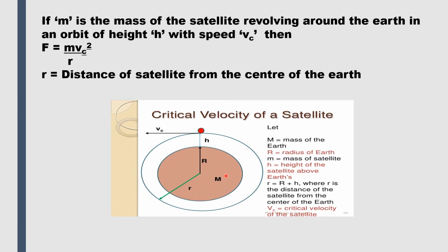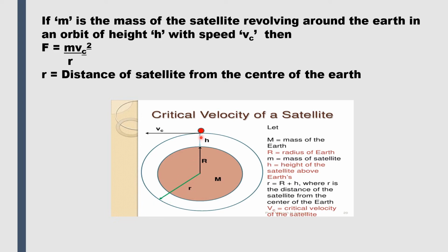In this image, you can see a satellite which is moving around the earth. The mass of the earth is denoted by capital M. The radius of the earth is denoted by capital R. The mass of the satellite is small m. The satellite is at a height h above the earth's surface. So the total distance of the satellite from the center of the earth will be small r. What will small r be equal to? R plus h, because this distance is capital R and this distance is small h. So small r is equal to capital R plus h. Small r is the distance of the satellite from the center of the earth.